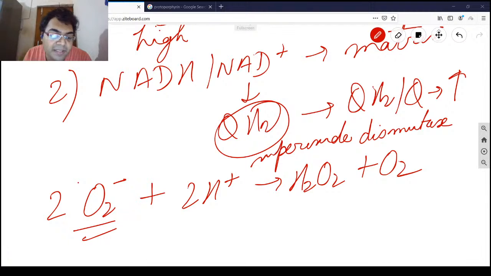How glutathione peroxidase works, and the Q cycle, will be explained in the next class. So I hope you are able to comprehend this lecture.